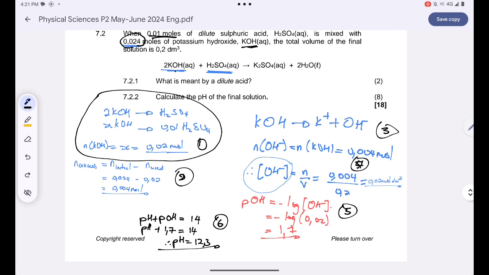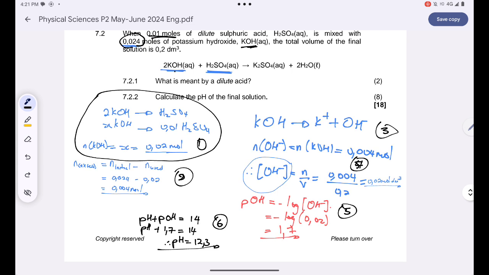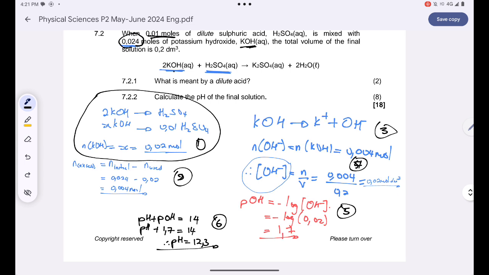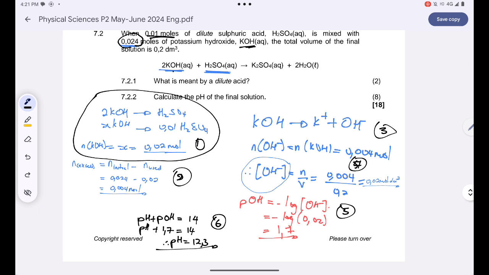Firstly, establish your limiting reagent. Secondly, calculate the amount of moles in excess. Thirdly, find the ions in excess. Then number 4, find the concentration of your ions in excess. Number 5, if you are dealing with an acid, you must go straight and calculate your pH. But since in this case our base was in excess, we had to calculate the pOH first, and then we found the pH of our solution.